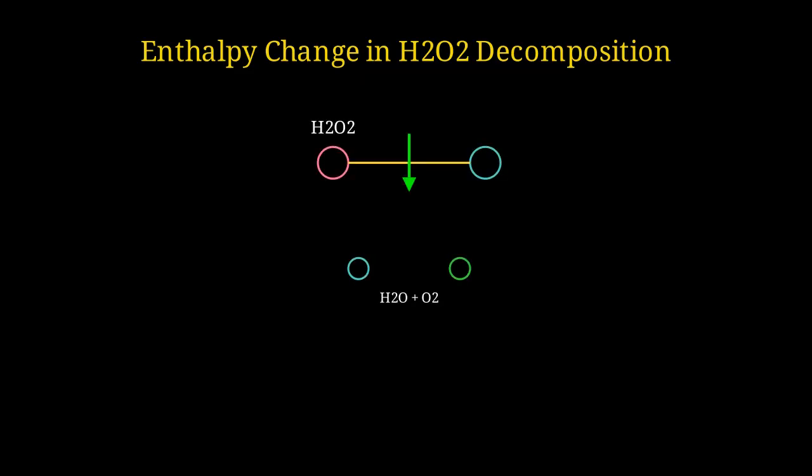Let's calculate the enthalpy change when hydrogen peroxide decomposes into water and oxygen. Hydrogen peroxide breaks down into water and oxygen gas in this decomposition reaction. First, let's look at our balanced chemical equation. 2 molecules of hydrogen peroxide decompose to form 2 molecules of water and 1 molecule of oxygen gas.